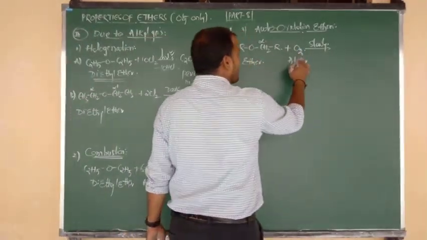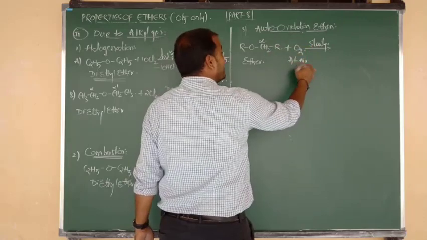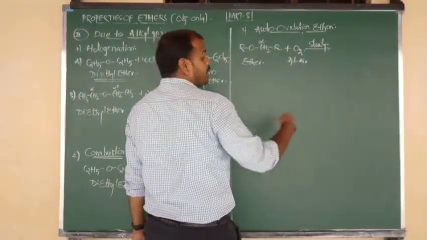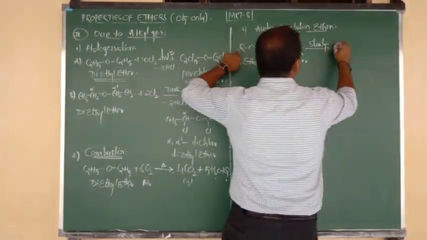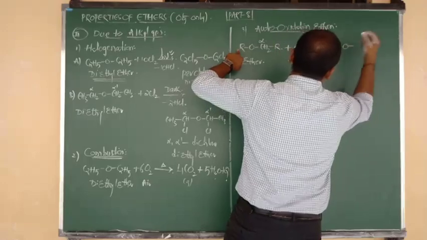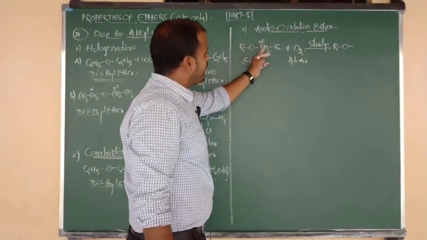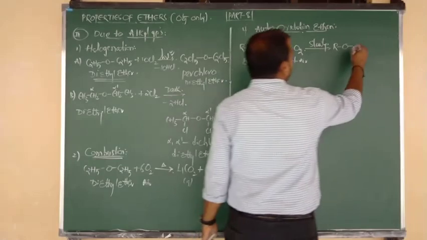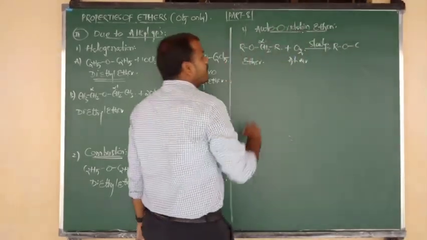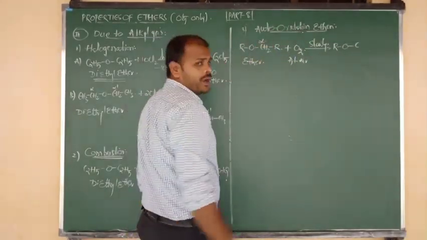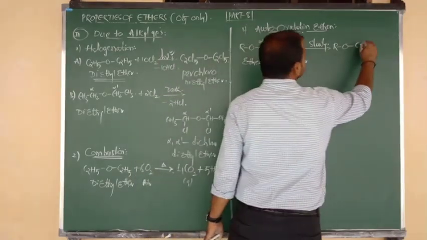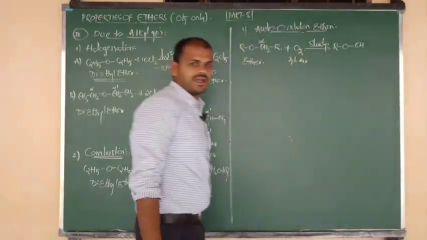So ethers upon oxidation by atmospheric air form the product. The product is nothing but R bonded to O. Now O is connected to the alpha carbon here. Okay, I am going to write that C. But here the alpha carbon contains 2 hydrogen atoms, but I am going to write only one of the hydrogen atoms.